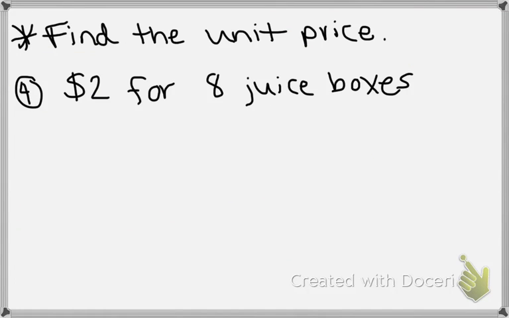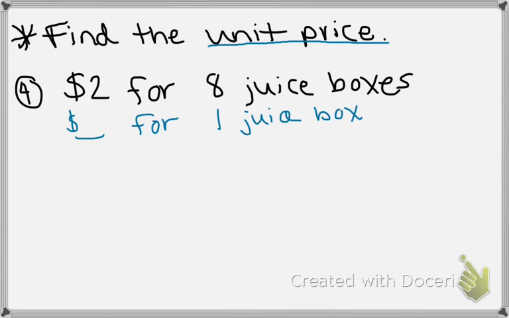Find the unit price. Now the unit price is the same thing as a unit rate, except we're dealing with money. So the question says $2 for 8 juice boxes. So we would like to know what it would cost for 1 juice box. Okay, so again, we found out what we're looking for 1 of, so we make our ratio. I'm going to write JB for juice boxes, and I'm going to put the dollar sign up here, because remember, we want 1 juice box, so that's why it has to go in the denominator.